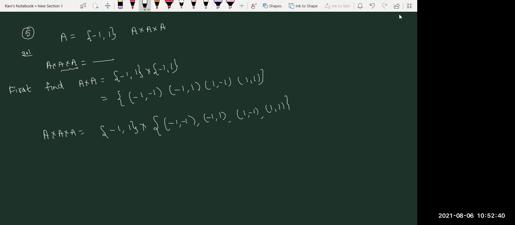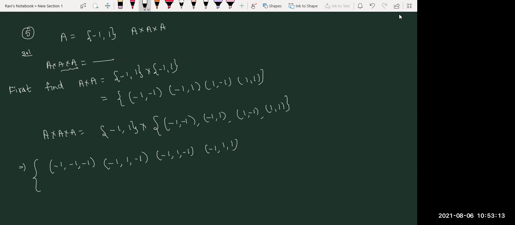I will explain. You look at it now. First, I will start with this. First, minus 1 with all the outer pairs, I will do. Yes, minus 1, minus 1, minus 1. Next, minus 1 with the second ordered pair. Minus 1 with the third ordered pair. Minus 1 with the last ordered pair.